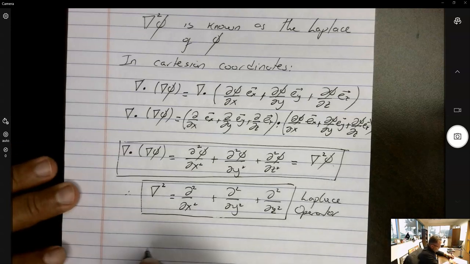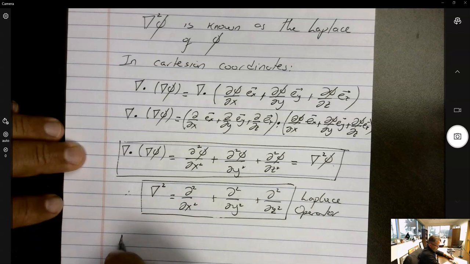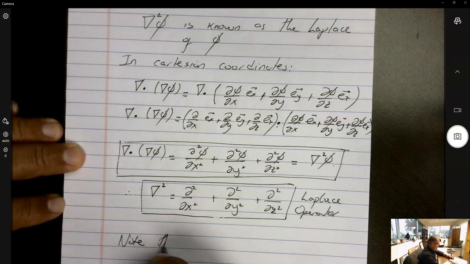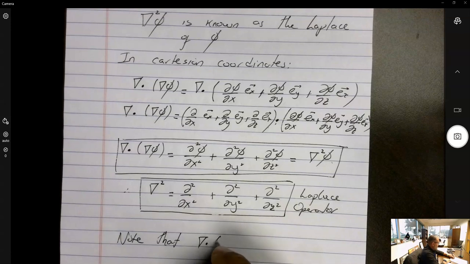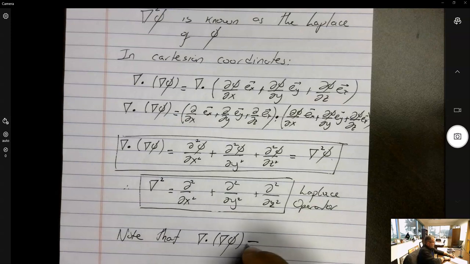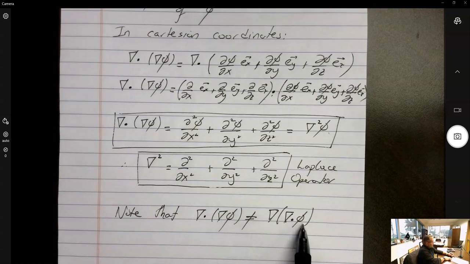Okay, note that the divergence of the gradient of phi is not the same as the gradient of the divergence of phi. In fact, this operation here is not allowed because you cannot take the divergence of a scalar. You need a vector to be able to take the divergence of. Okay?